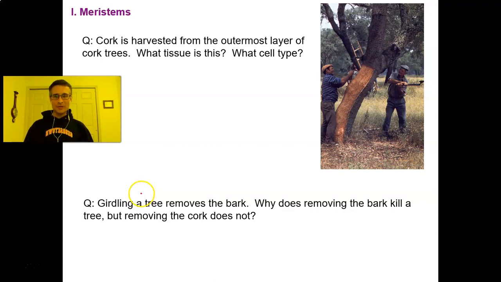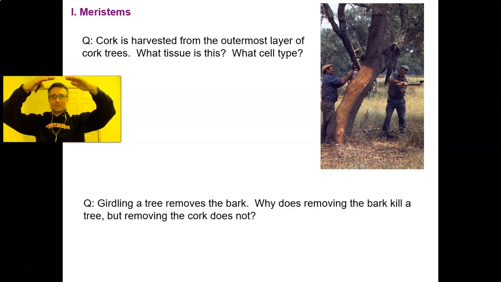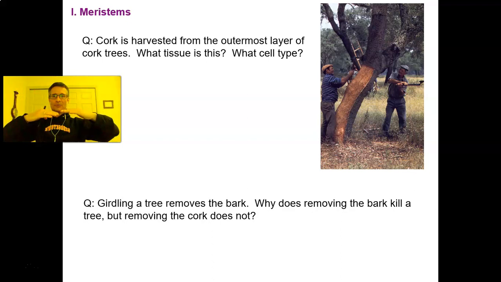So why does removing the bark kill a tree, but removing the cork doesn't? To understand this question, you have to remember that bark is everything external to the vascular cambium. So if we take all of the bark, we're taking the phloem as well as the cork. If we have a little region of phloem here that's missing, that means the leaves at the top of the tree that are photosynthesizing can't get their carbohydrates past that break down to the roots. And of course, that means the roots die.